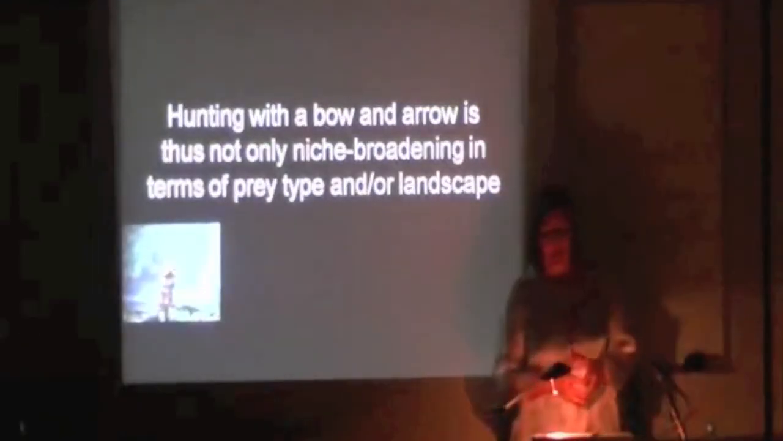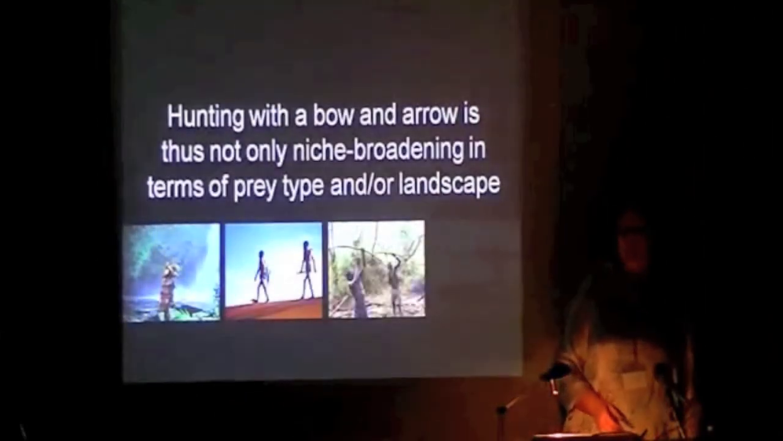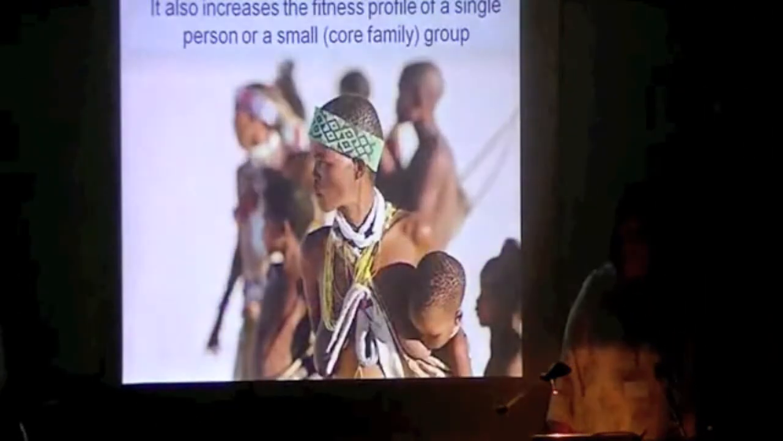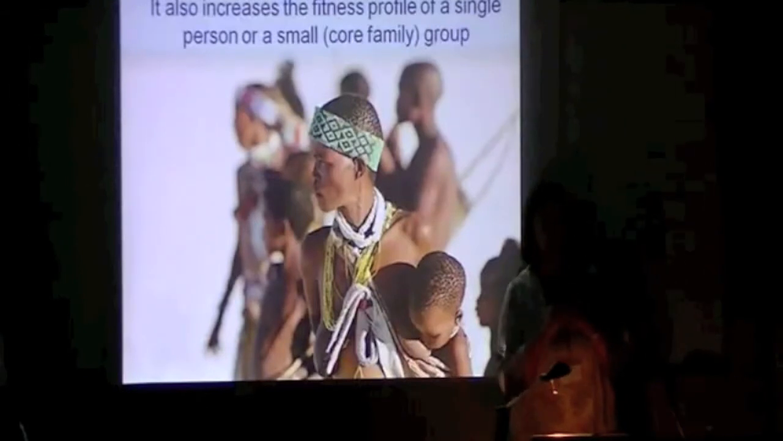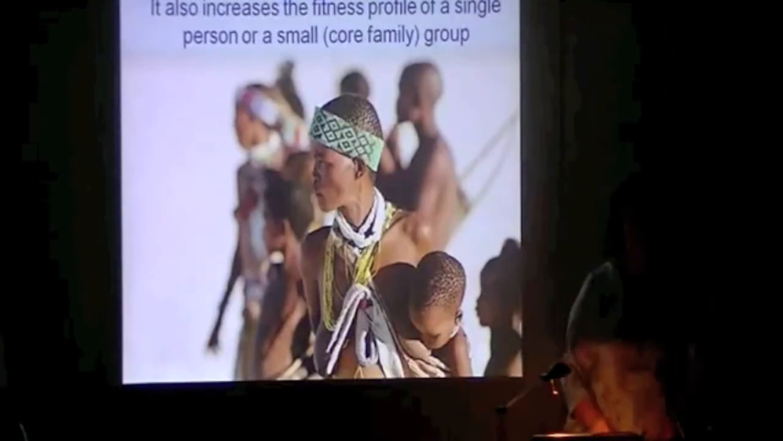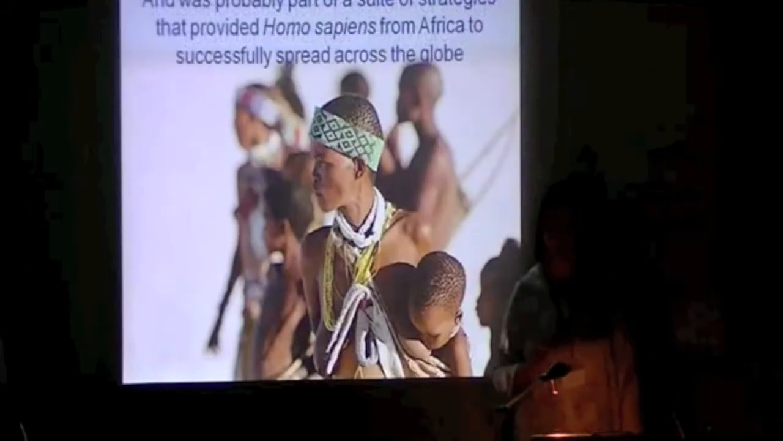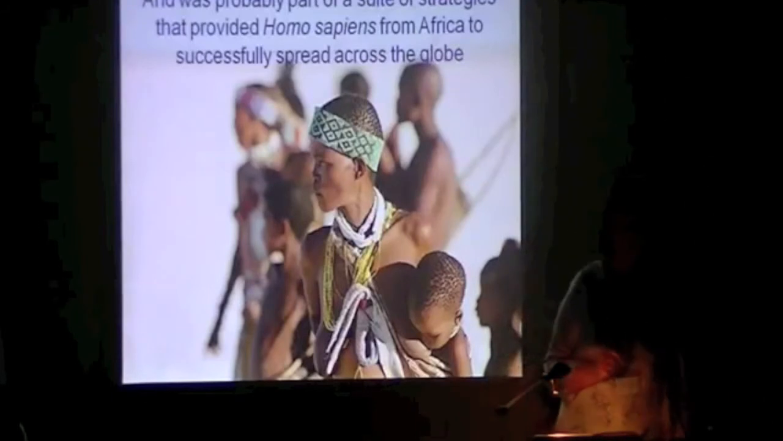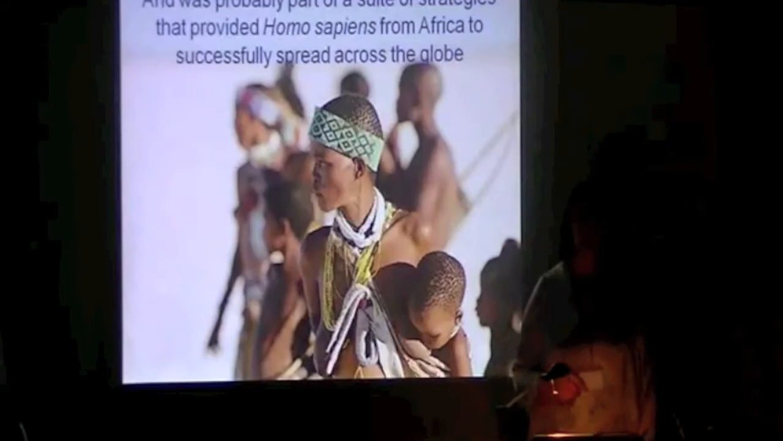Hunting with bow and arrow is thus not only niche broadening in terms of prey type and landscape, it also increases the fitness profile of a single person or a small core family group. And some of us are arguing that it was probably part of a suite of strategies that provided Homo sapiens from Africa to successfully spread across the globe.